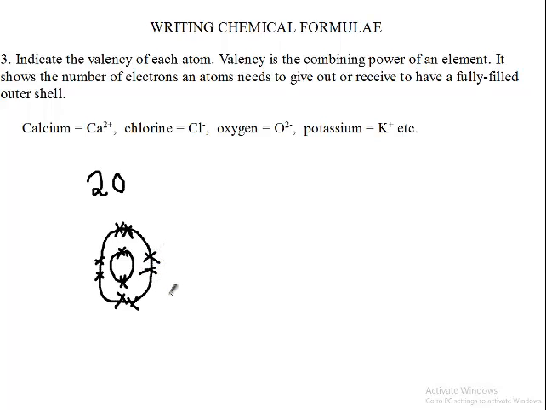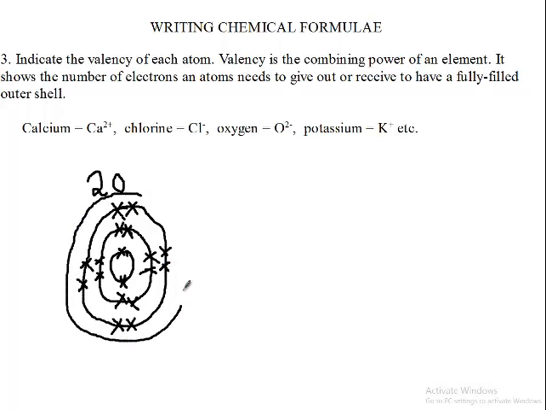Now we have 10 more electrons to distribute. We've distributed 10. We have 10 more to go. Now the third shell can also take a maximum of 8. 1, 2, 3, 4, 5, 6, 7, 8. And then the last shell will take a maximum of 2.